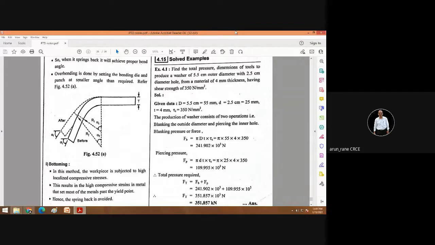For the blanking force, obviously you will consider the outside diameter. And what is the sheared area? Sheared area will be pi d into t, into the shear strength. Remember, when you are calculating the blanking force, that time you have to consider the outside diameter, the blank diameter. Okay. So pi into the blank diameter, which is 55, into the thickness.